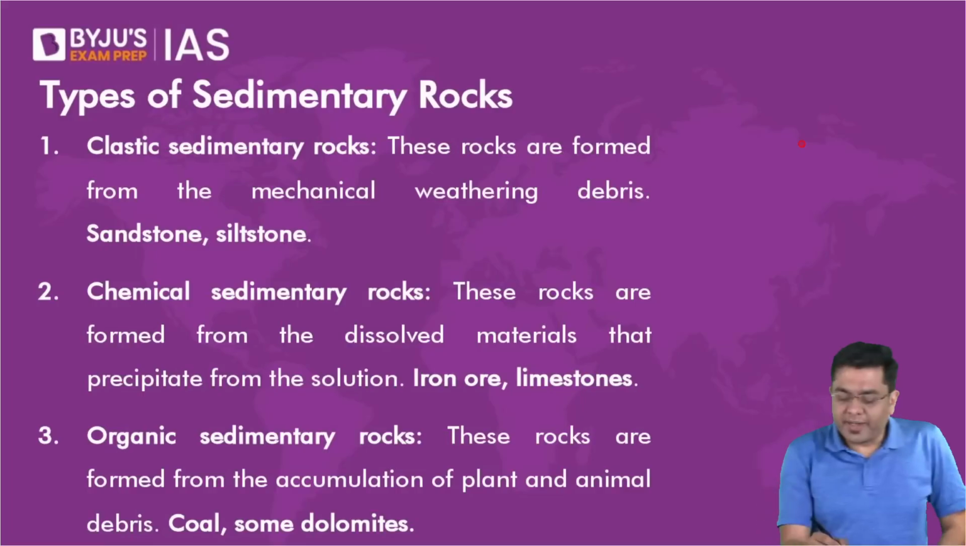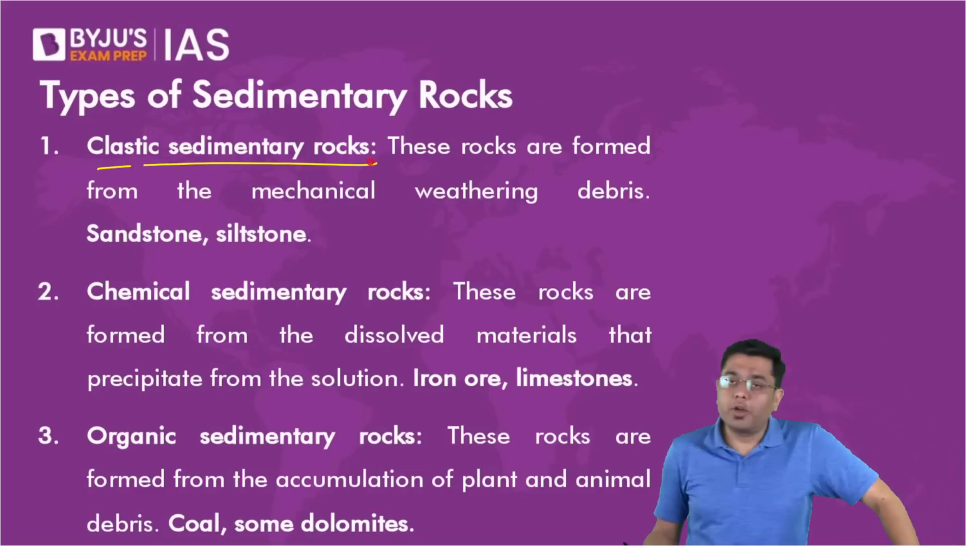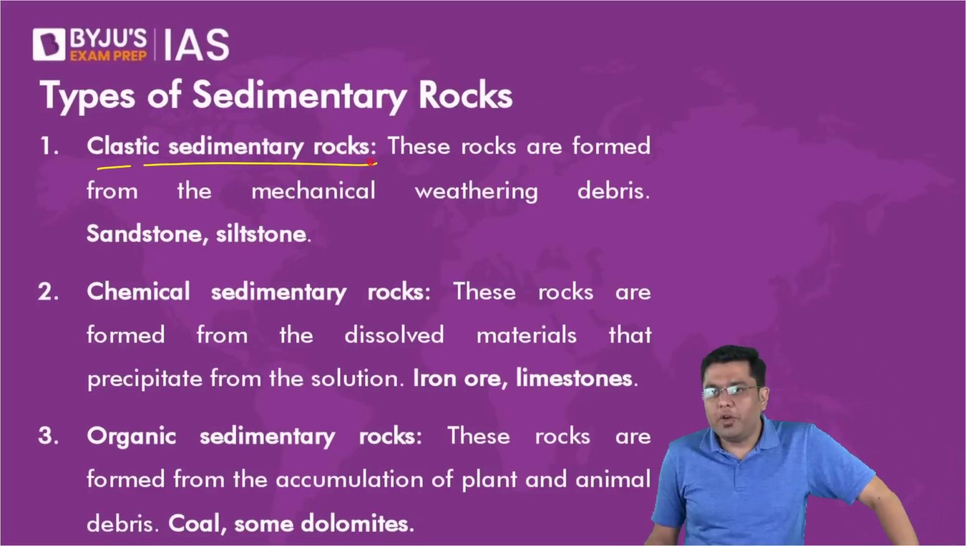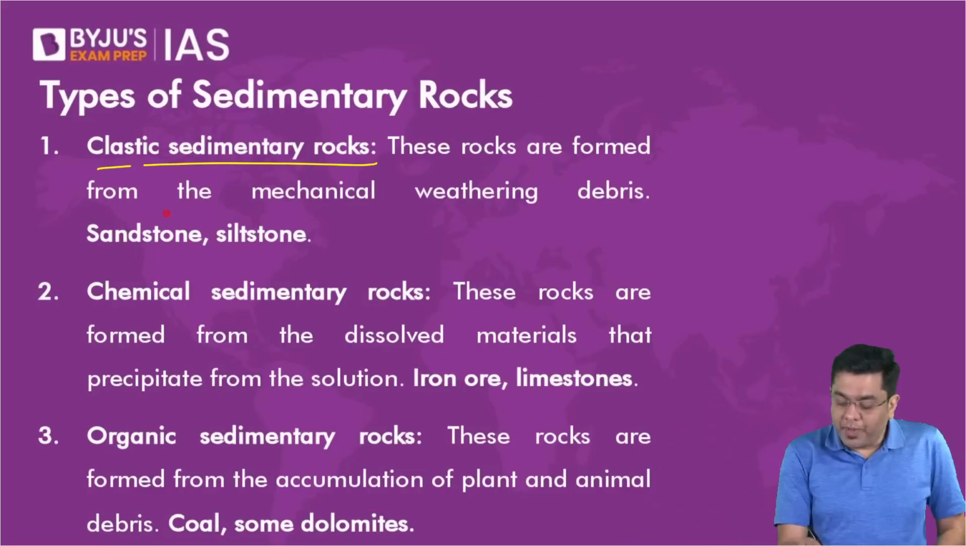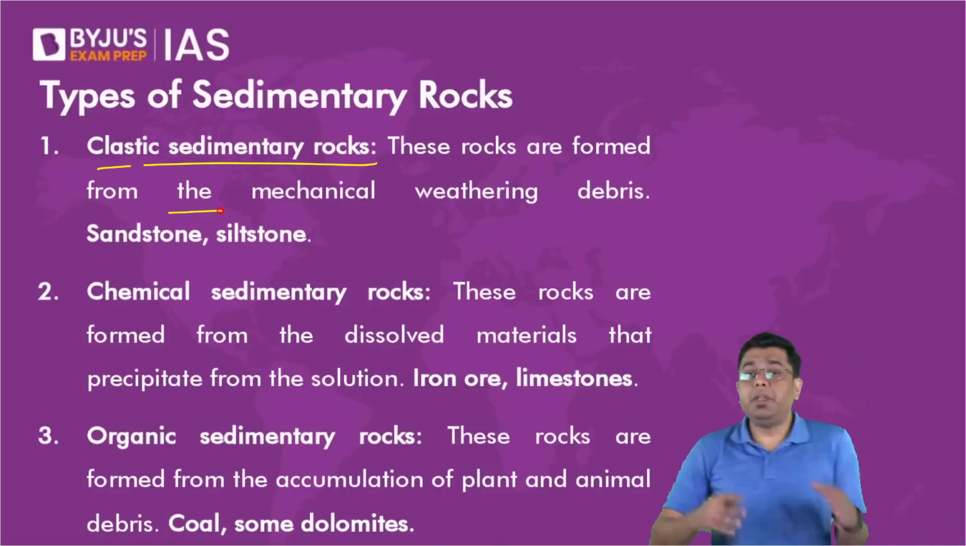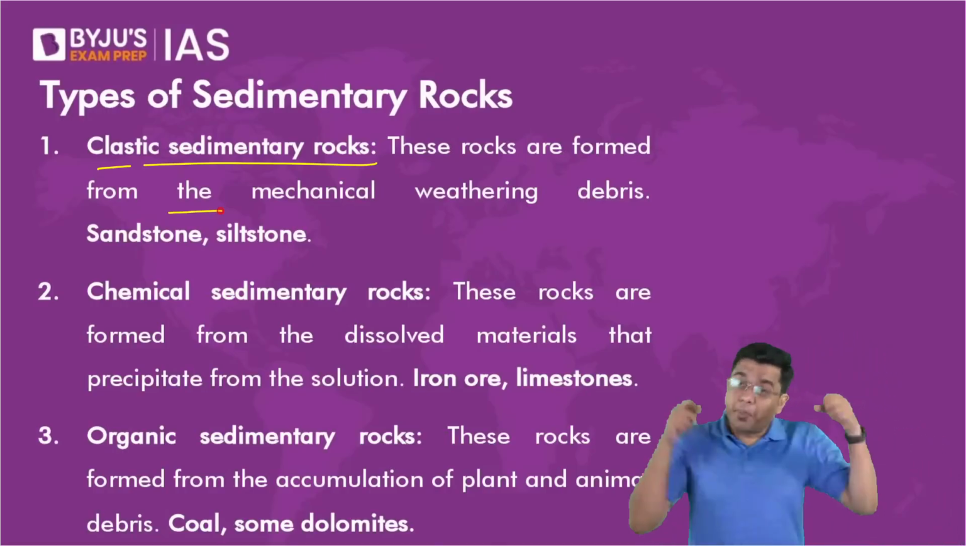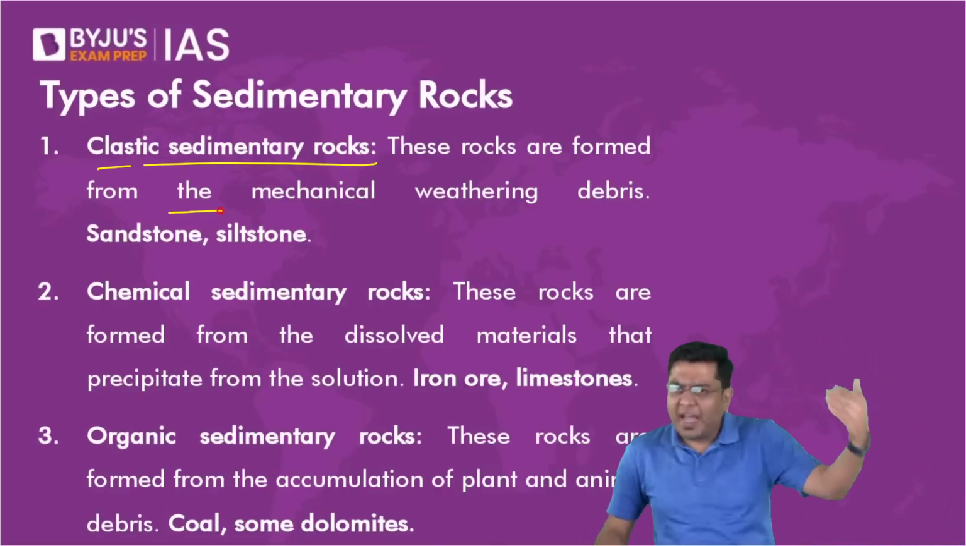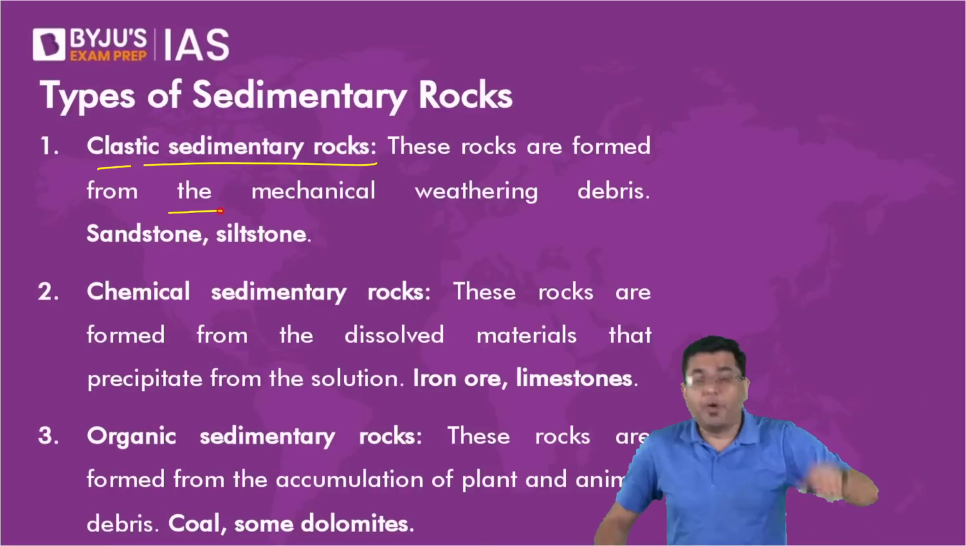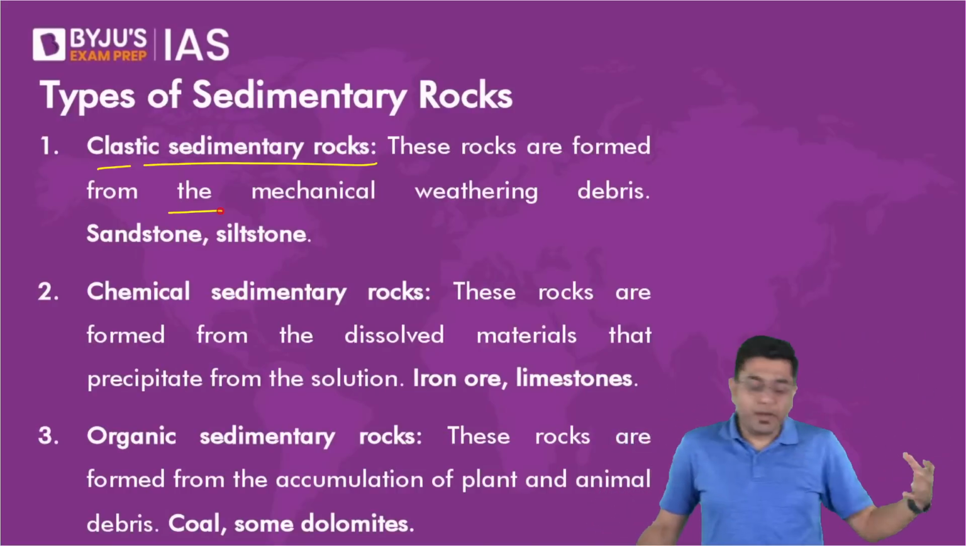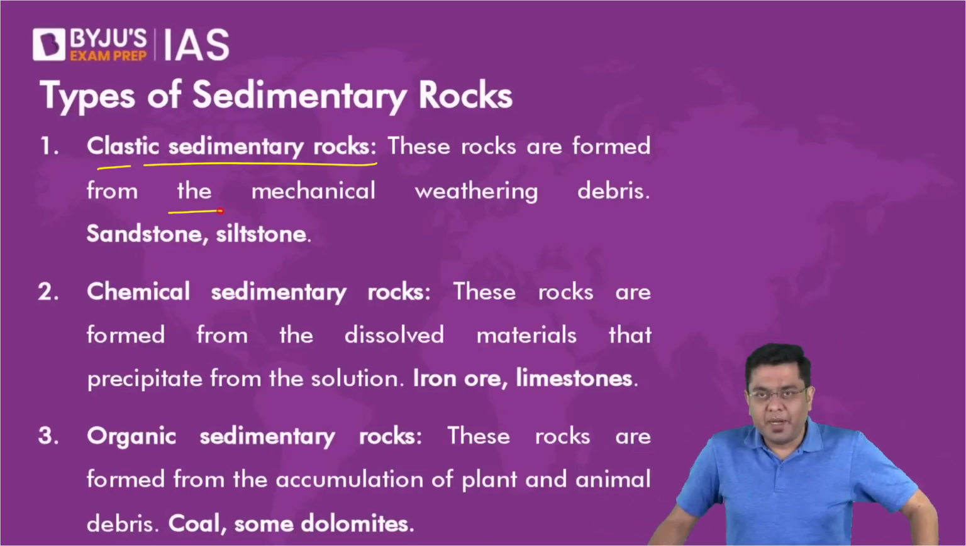One is what is referred to as the clastic sedimentary rock. What is a clastic sedimentary rock? So, they are formed from the mechanical weathering debris where the existent rock has broken into small parts. They have been deposited. Those deposits have solidified into a sedimentary rock. That is clastic sedimentary rock.